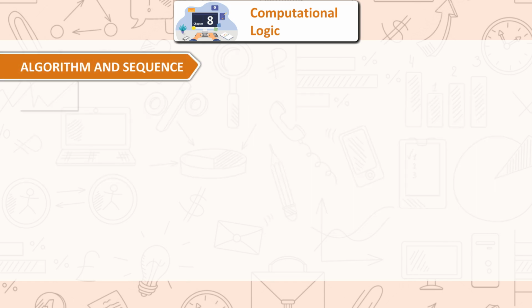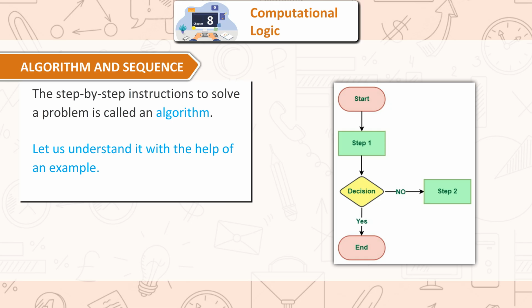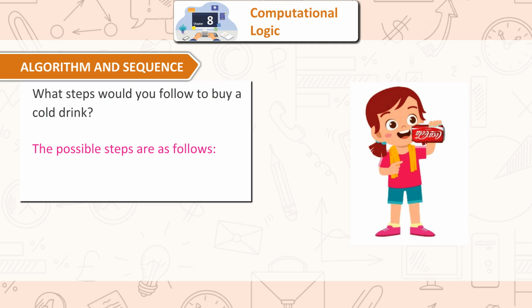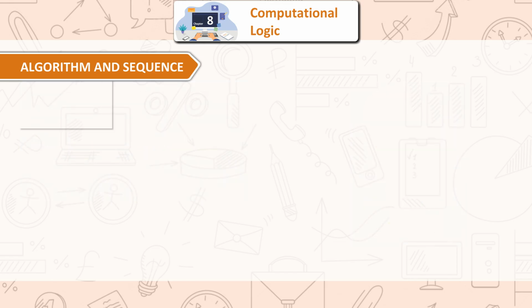Algorithm and sequence. The step-by-step instructions to solve a problem is called an algorithm. Let us understand it with the help of an example. What steps would you follow to buy a cold drink? The possible steps are as follows.